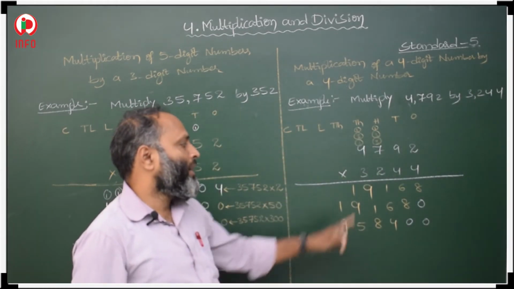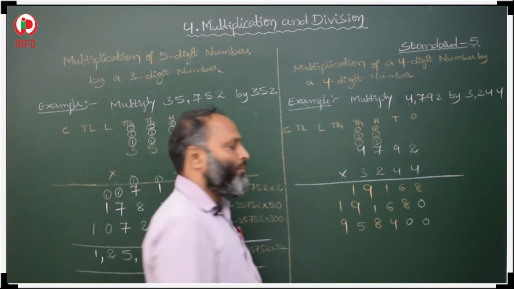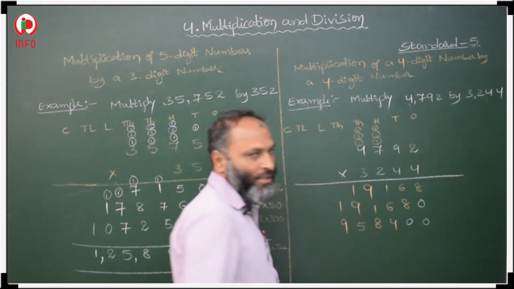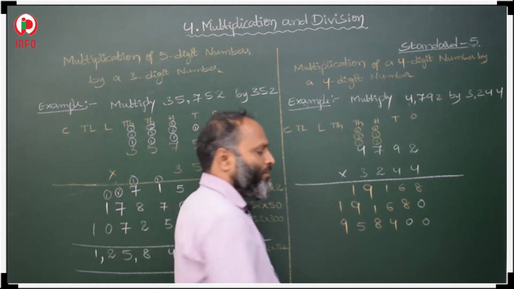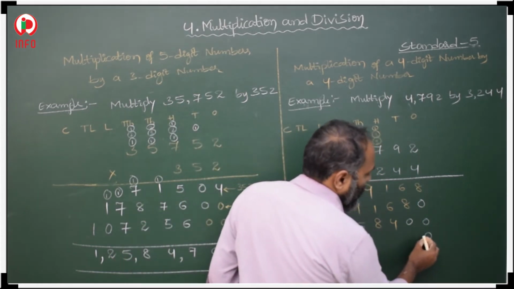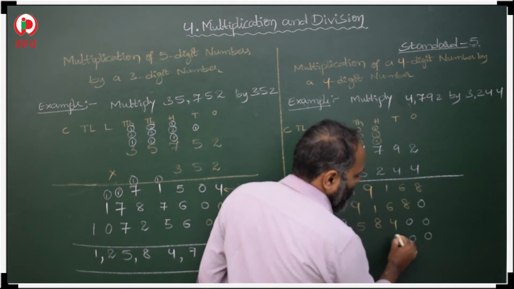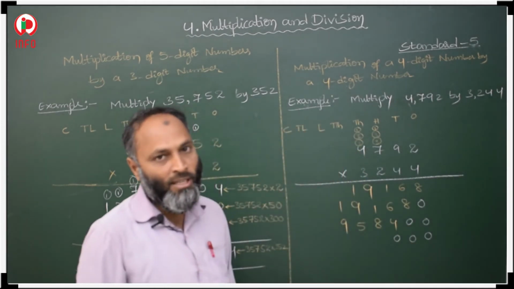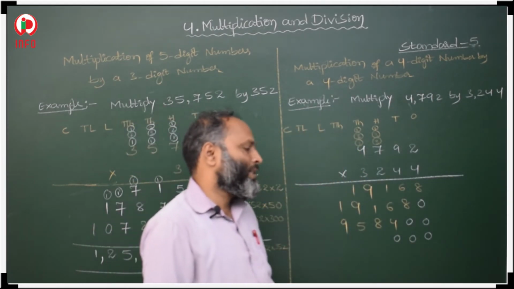Now multiply with 3. How many zeros do we have to keep? 3 zeros. Why? Because it is in the thousands place. When we are going to multiply with the thousands place, you have to keep 0 in the ones place, tens place and hundreds place. In thousands we have 3 zeros in ones, tens, hundreds.